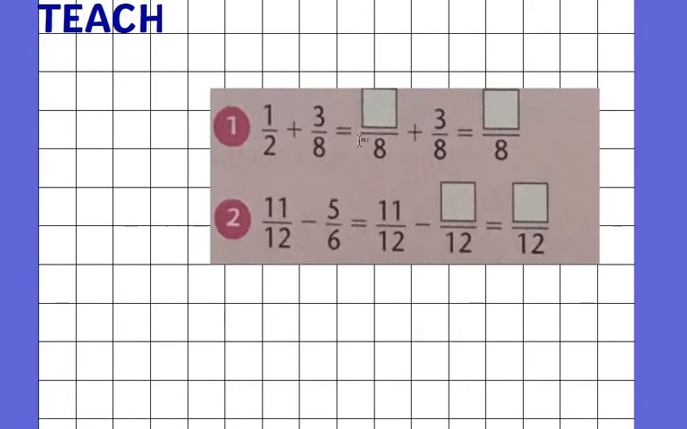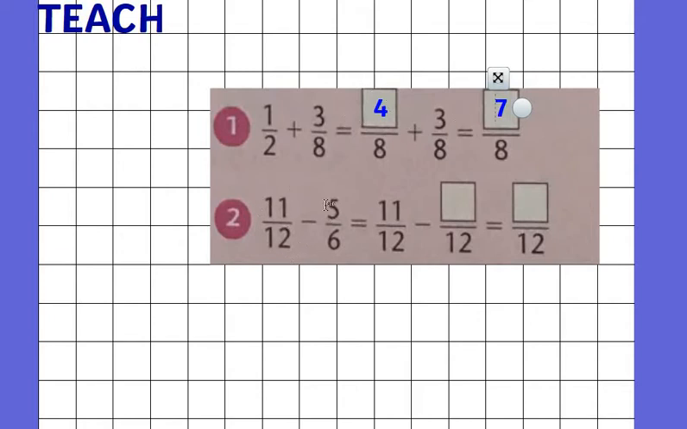Our next one, looking at different denominators again. So 1/2 add 3/8. Remember, make the denominators the same, but we're not adding the denominators, or we don't subtract the denominators. So whatever I've done to get from the 2 to the 8 by timesing, I need to do to the numerator. So 2, 4, 6, 8, I've times by 4, so I've got to times the numerator by 4. So that is 4/8. So 4 add 3 is 7/8. Remember, we're not adding the denominator, only the numerators.